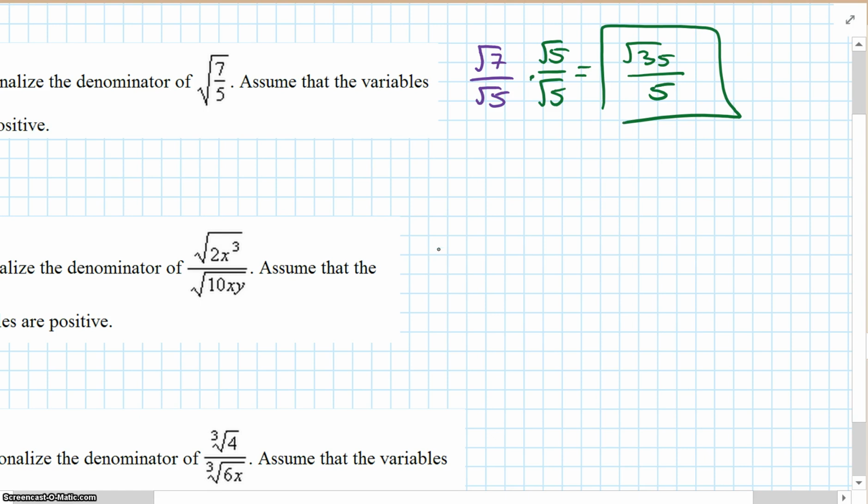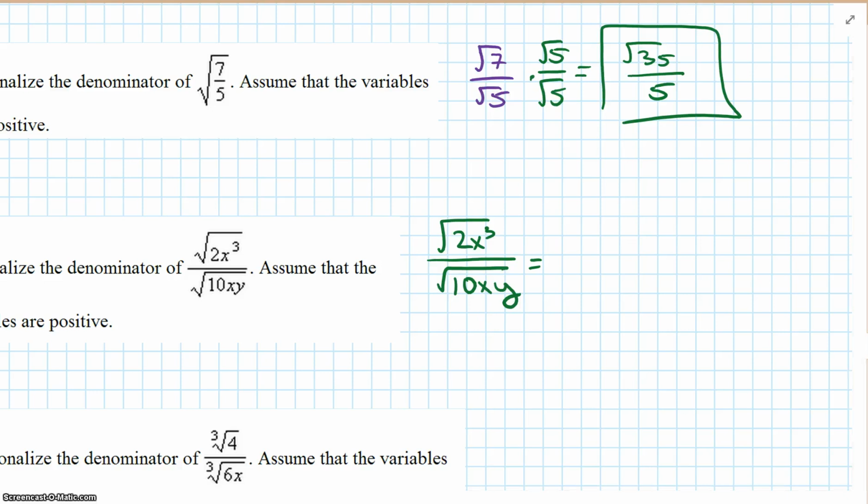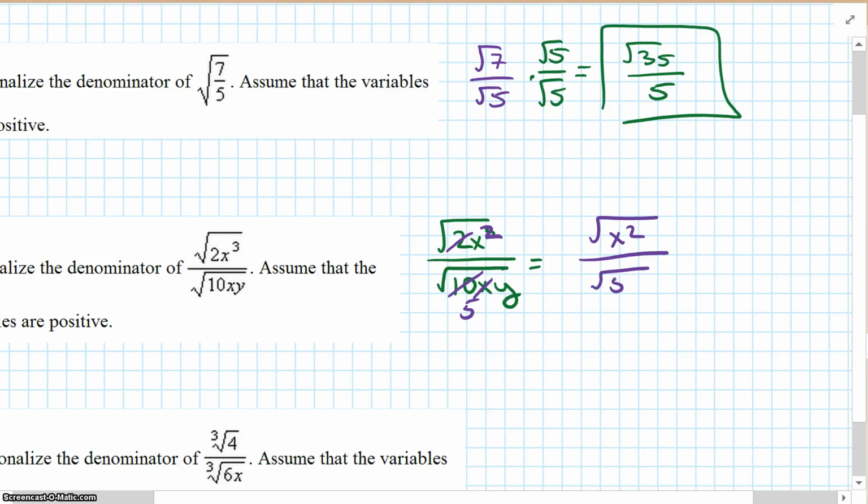Alright, now we're going to do the square root of 2x cubed over the square root of 10xy. Remember, since the indexes are the same, we can simplify. So get a different color pen so we can see this. So I can cancel the 2 and the 5, make it a 1. I can cancel that x and make it a squared. So now I have the square root of x squared over the square root of 5y.